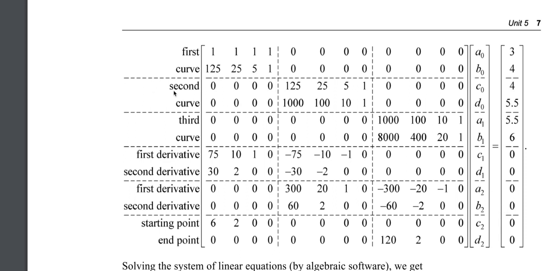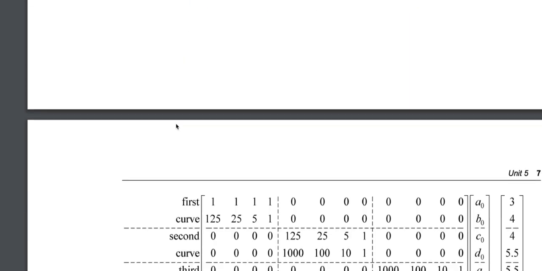Okay, so let me explain the matrix one by one. This part is related to the first curve, for the endpoints 1 to 5. Second curve, the starting point and endpoint from 5 to 10. And the third curve, the starting point 10 and then to 20, so it's 20 here, 10 to 20.